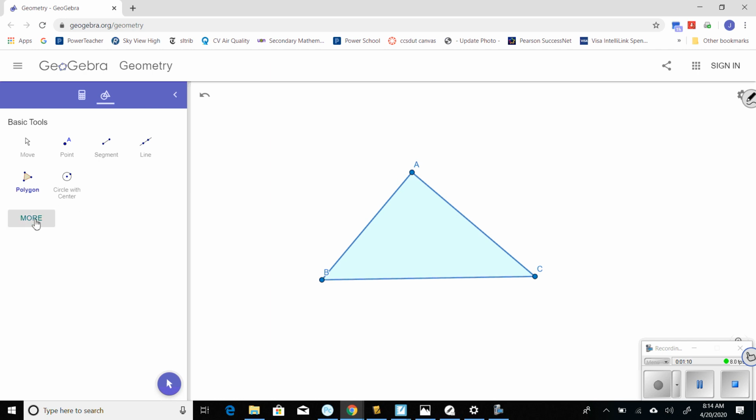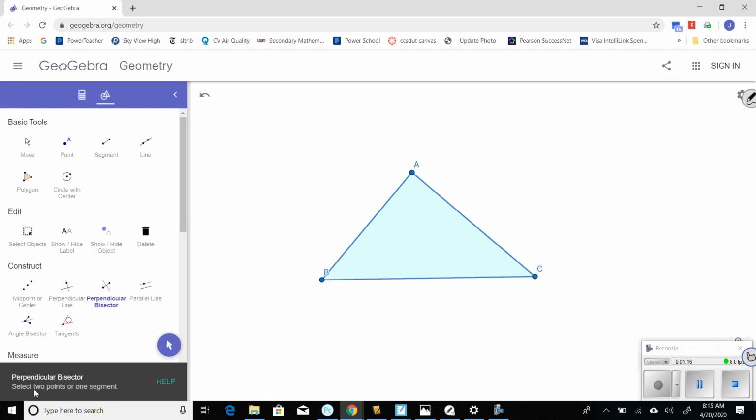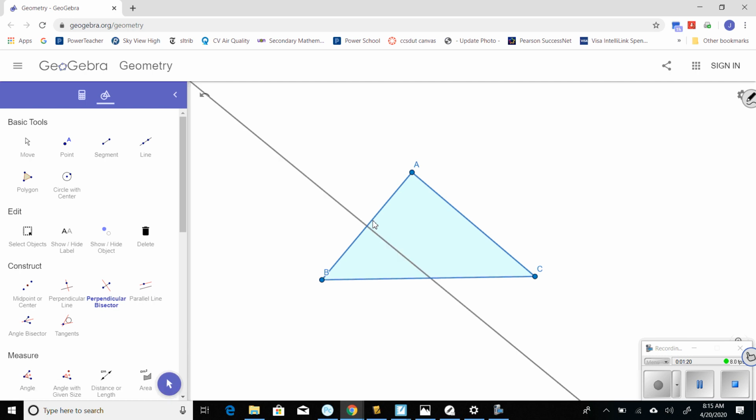Okay, and then I want to construct all of the perpendicular bisectors of each side. So if you go down to the More menu, down to Construct, and we have Perpendicular Bisector. Here's the directions, right? Select 2 points or one segment. I'm going to just select that segment. There's one perpendicular bisector. Select that one. Remember, the perpendicular bisector cuts it in half. So this segment is equal to that segment, and it has to form a 90-degree angle. And the last one, I'm going to do this one right here.